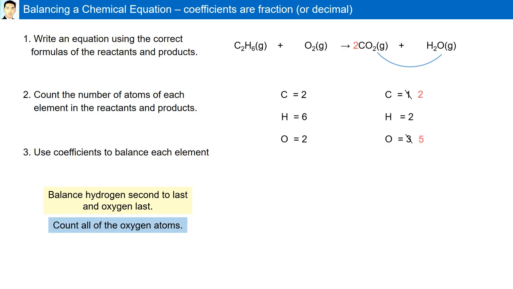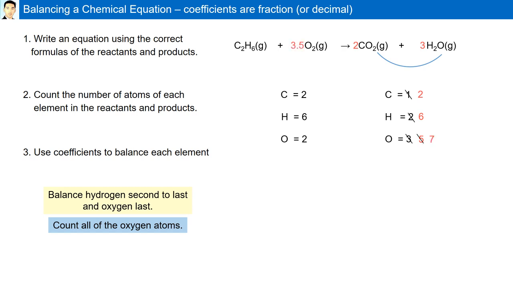Next, we balance our hydrogen. We have 6 on the reactant side, but only 2 on the product side. So we put a coefficient of 3 in front of the water, and now we have 6 atoms of hydrogen on the product side. However, the number of oxygen also changes again. So now we have 4 from the carbon dioxide and 3 from the water for a total of 7.